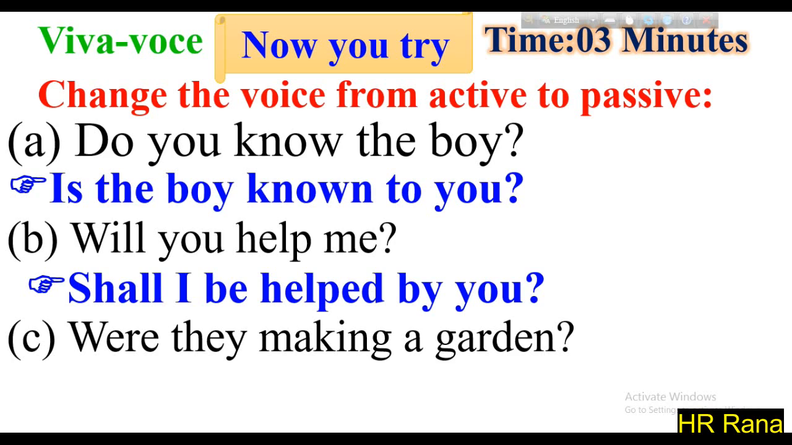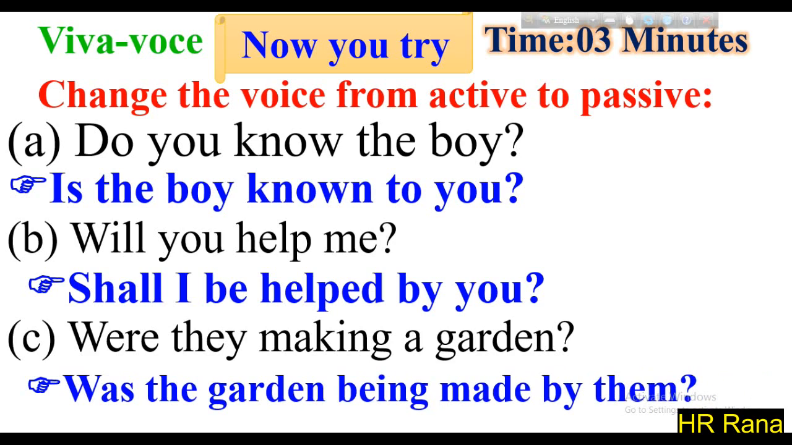Why are they making a garden? This is past continuous tense. Anyone here? Again, tell me the answer. Oh yes, was the garden being made by them? Yes, the sentence is past continuous tense. So a garden will be the subject, and a garden is singular. So was at first, and then being, and after being the past participle form of making, here made, and the preposition according to the rule, by, and the subject they becomes them.